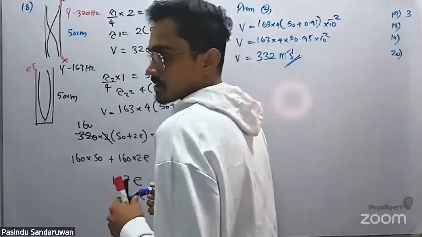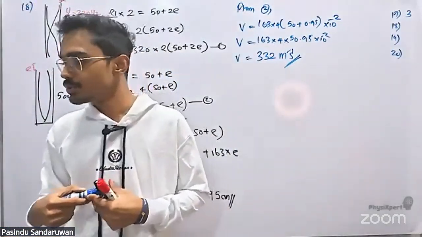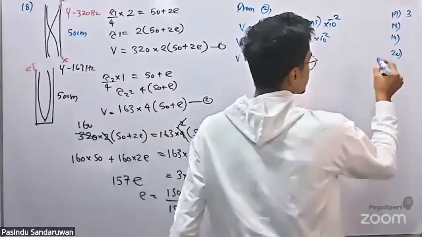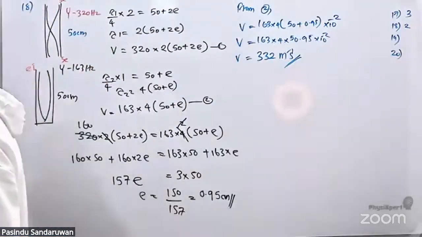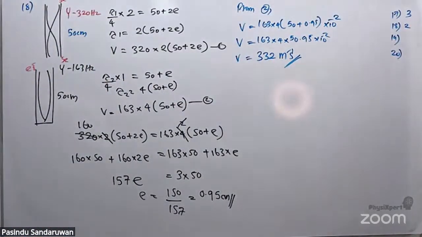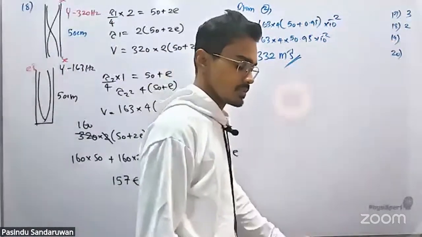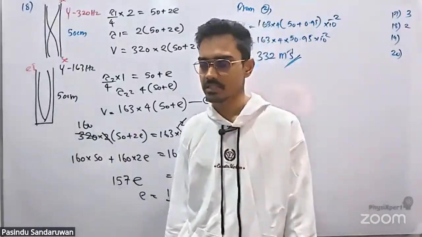Then what are the answers? 0.95 and 332. Answer 2, for 18, answer 2. Take it down. This is a common pattern question, a common type question. Take it down.